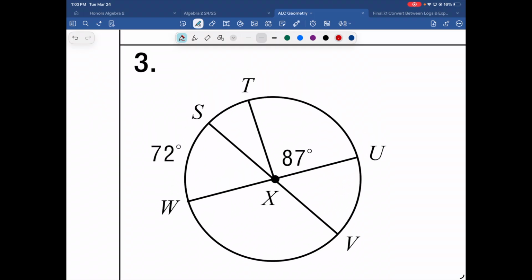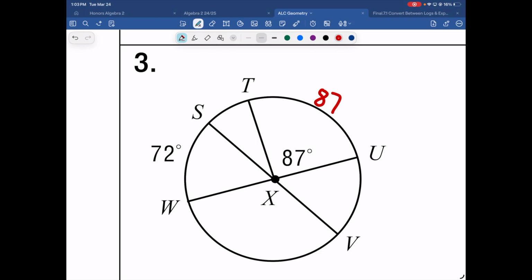Let's look at number 3. So I've got this is 87. So what does that tell me? What arc do I know if I know this angle is 87? TU. Very good. What's TU going to be? 87. Very good. Okay, so I know that one.